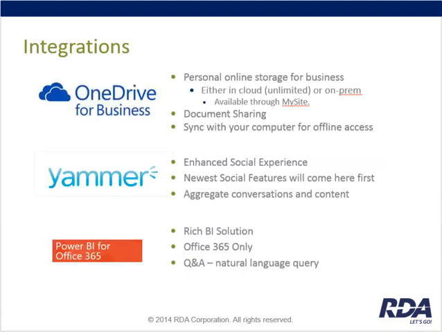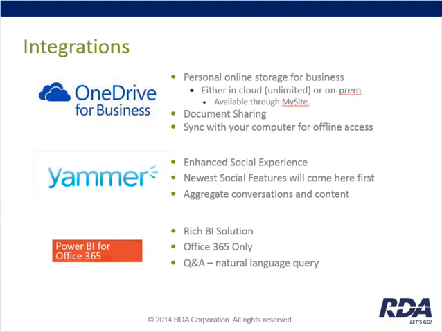So now let's talk a little bit about integrations. There are a couple of things that integrate very well with SharePoint on-prem and SharePoint Online. OneDrive for Business is the name for the personal storage for users' documents, and people who are familiar with other cloud file system providers like Dropbox or Google Docs should be pretty comfortable in the OneDrive space. It's basically personal online storage for business users.